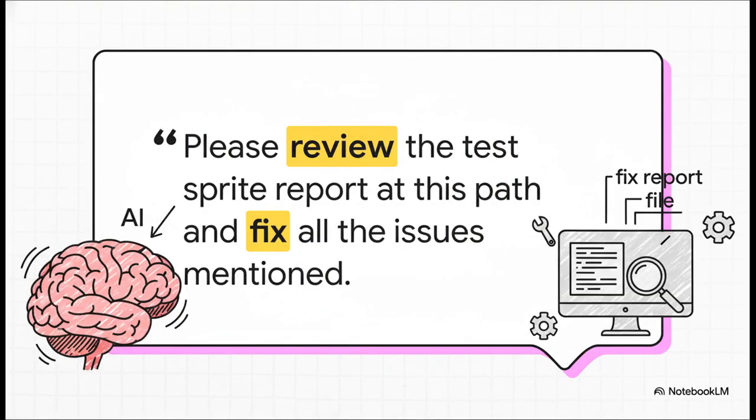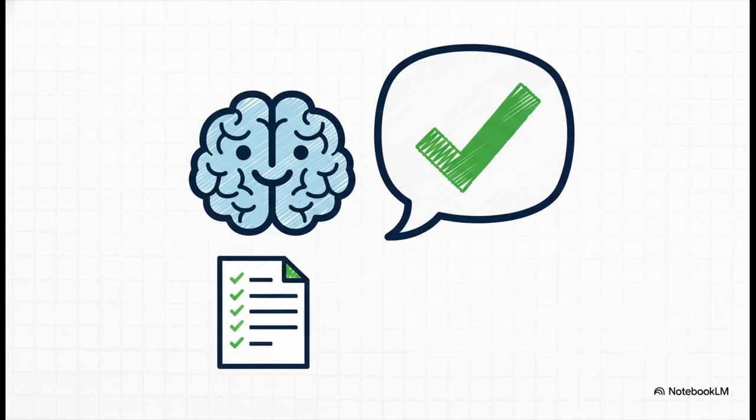So how do we fix these bugs? We don't. We tell the AI to do it. We literally just give it this prompt, point it directly to the report file that TestSprite created, and ask it to fix everything. And this is the real power of this whole process.